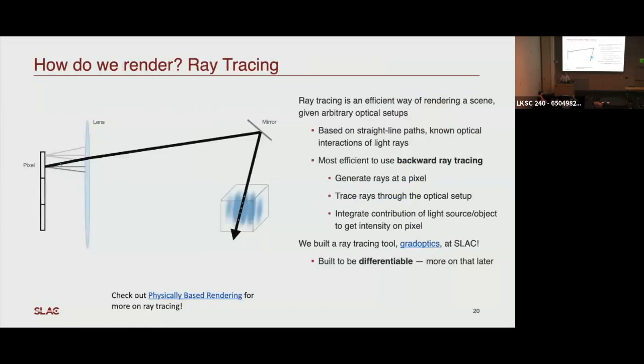For the renderer, we built this ray tracing simulator at SLAC, and ray tracing in general is just a very efficient way of rendering a scene. The nice thing with a ray tracing approach is that you can do this with arbitrary optical setups, and it works pretty well. This is just based on straight line paths of light. We built this also to be differentiable, which I'll talk about later, because we can do some fun things with that.